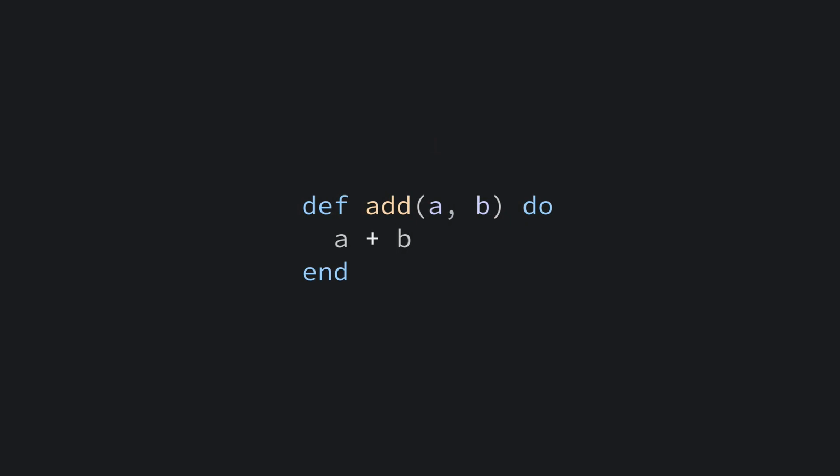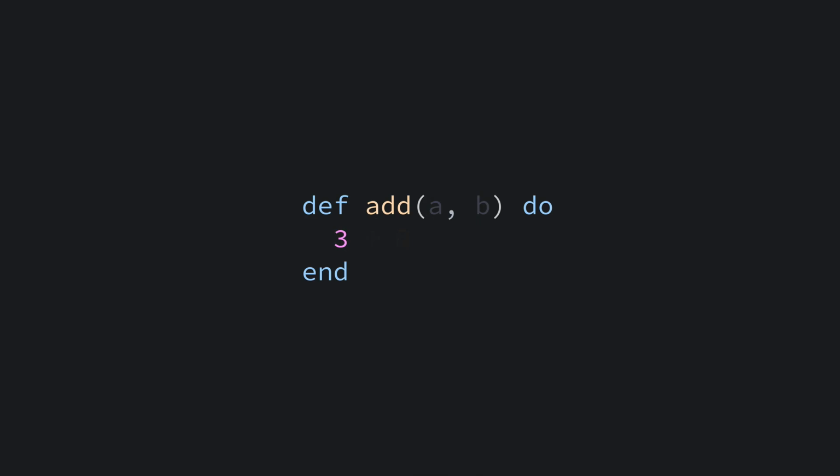There's another way of describing a pure function, which is that pure functions are deterministic, which basically means the function will always return the same value for a given input. So for example, if you pass in a 1 and a 2 to the add function, you'll always get the same answer, 3. It's deterministic.